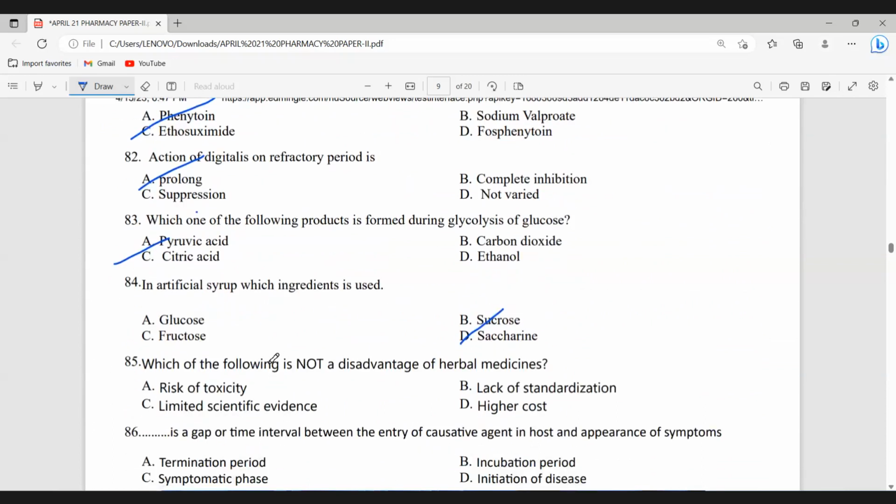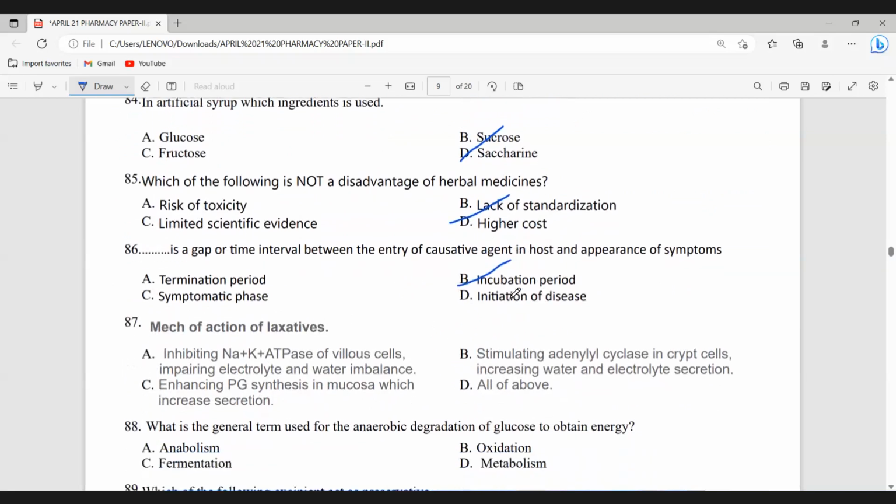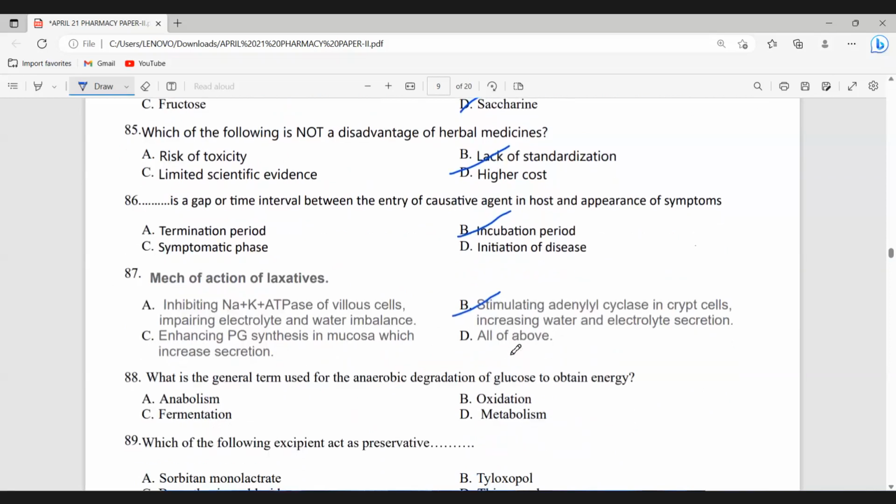Then 85, which of the following is not a disadvantage of herbal medicines? Higher cost is not a disadvantage. Then 86, dash is a gap or time interval between the entry of causative agent in host and appearance of symptoms: the incubation period. Then 87, mechanism of action of laxatives. This is a direct question. Stimulating the adenylate cyclase in crypt cells.